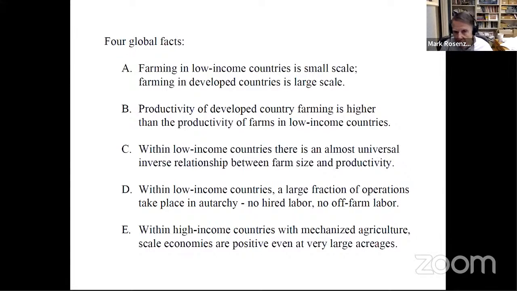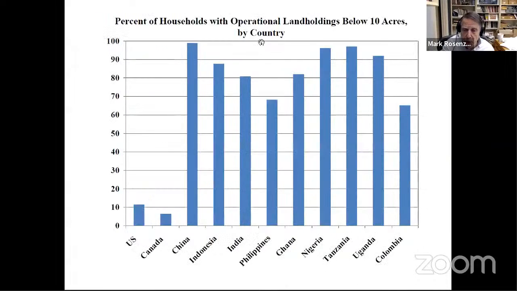So I've already said that farming in low-income countries is small scale, and in high-income countries, it's large scale. So let me show you that for more countries. So we could take our 10 acres from the Zamindari Commission as our benchmark, and we can see that in the US and Canada, for example, there's very few farms, only 10% of farms are less than 10 acres. It's 5% of farms in Canada. But when we look at countries like China and India, the Philippines, all these different countries from different hemispheres of the world, we see that the majority of farms, it's almost 100% of farms in China, are less than 10 acres, right? So there's a massive difference in the distribution of farm scales across low-income and high-income countries.